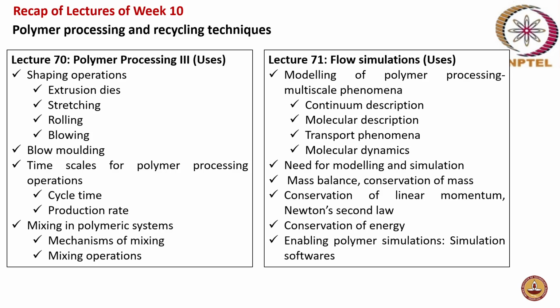Next, what is the need for modeling and simulation? You have to design the process and optimize the processing condition. And then what will be the specification of the final product, and what will be the microstructure of the final product. So these are the questions that lead to a requirement for modeling and simulation. Then there was a discussion on mass balance equation, which is nothing but a conservation of mass, then linear momentum balance, which is nothing but Newton's second law of motion, and then conservation of energy.